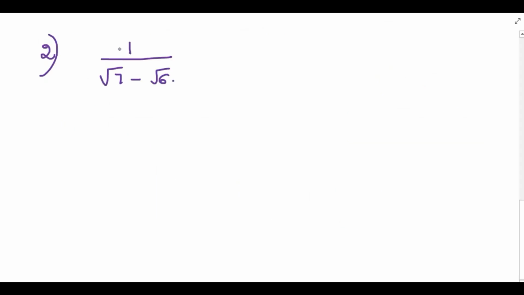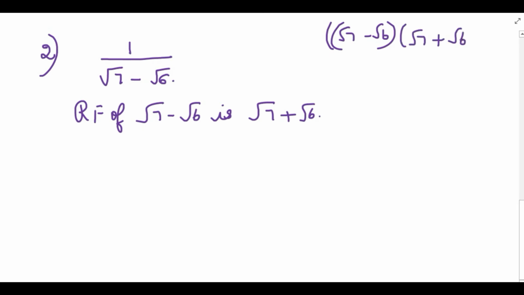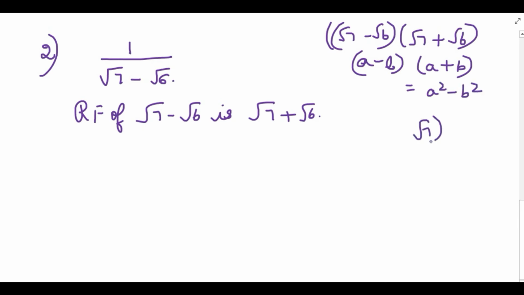Now the second question is 1 by root 7 minus root 6. What is the rationalizing factor of root 7 minus root 6? I can write the rationalizing factor of root 7 minus root 6 as root 7 plus root 6. Why? Because if I multiply root 7 minus root 6 into root 7 plus root 6, this is in the form of a minus b into a plus b, which is equal to a square minus b square. So which is equal to root 7 squared minus root 6 squared.